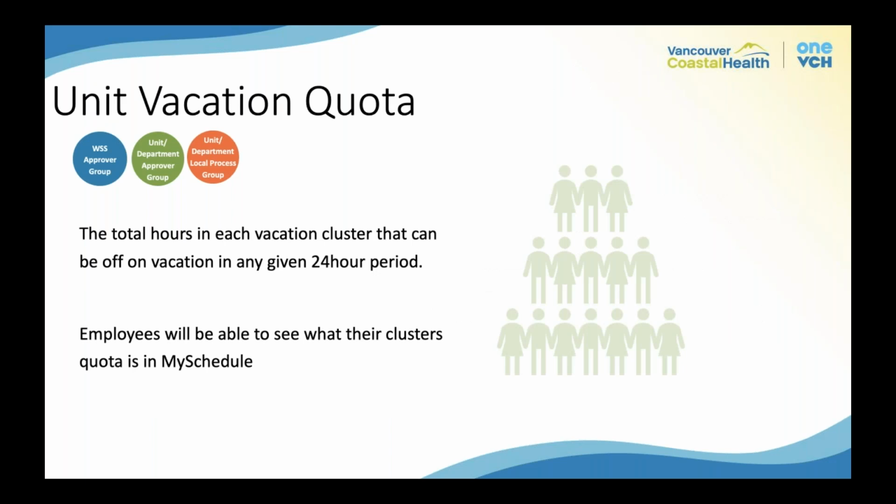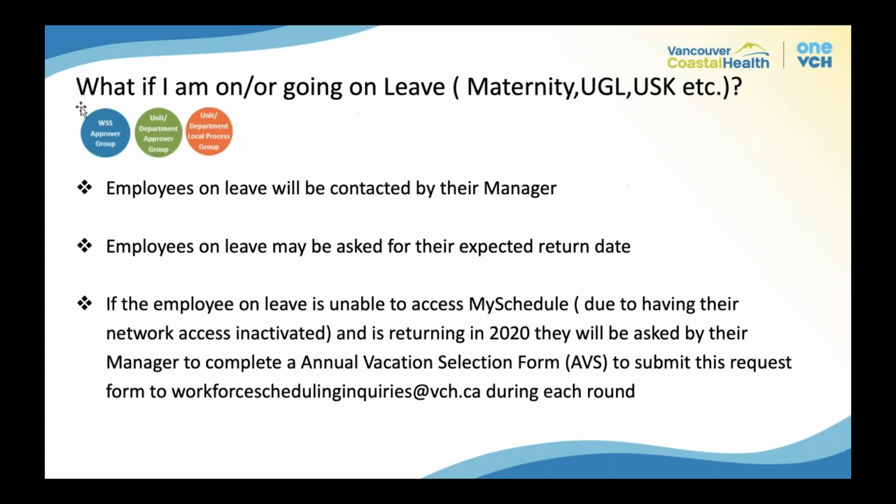Unit vacation quota. This affects all three groups, and it's basically the total hours in your vacation cluster that could be off on vacation in any given 24-hour period. For instance, is that 1 LPN off per day in your facility, or is it 4 healthcare aides across the various floors and units in your facility, or however your clusters are arranged? It's the number of personnel within your cluster that are allowed to be off in a given 24-hour period. You will see both your clusters and your cluster quota when you log into MySchedule.